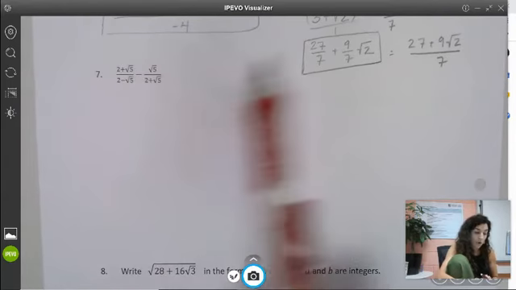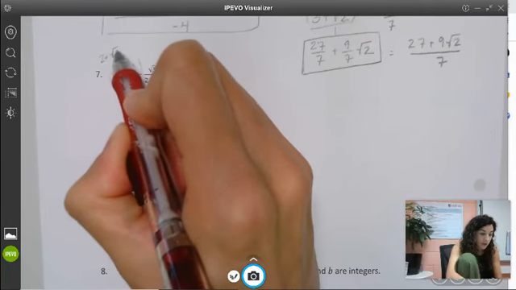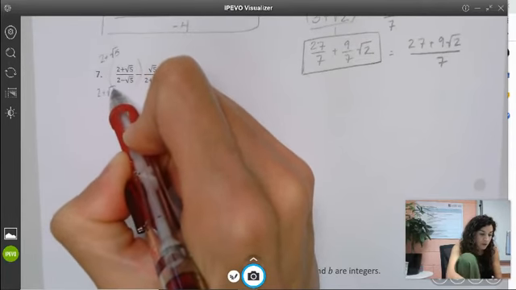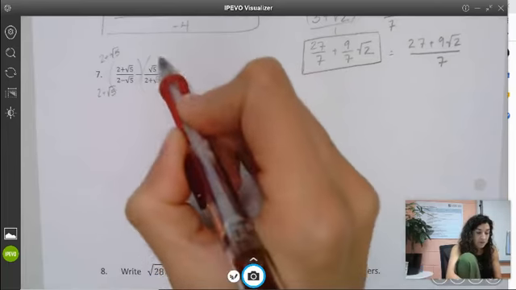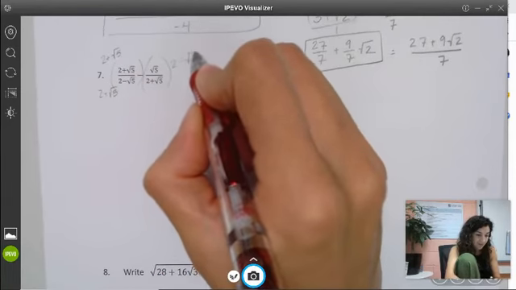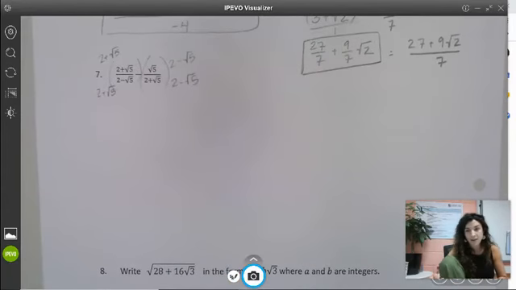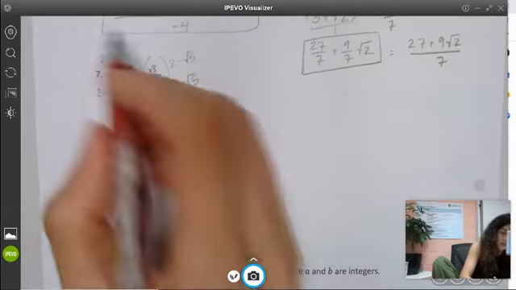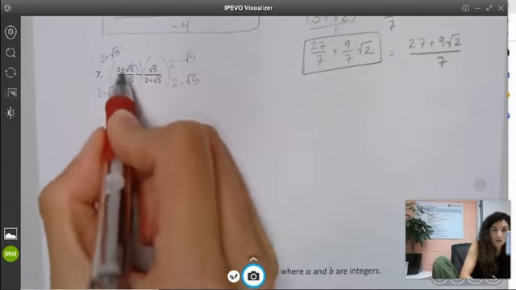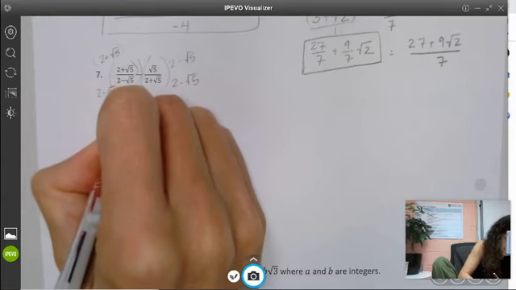So I'm going to multiply this whole fraction by 2 plus the square root of 5, top and bottom. And then I'm going to multiply this fraction by 2 minus the square root of 5, on top and bottom. So, foiling out the numerators here, let me write it out so it looks nicely.